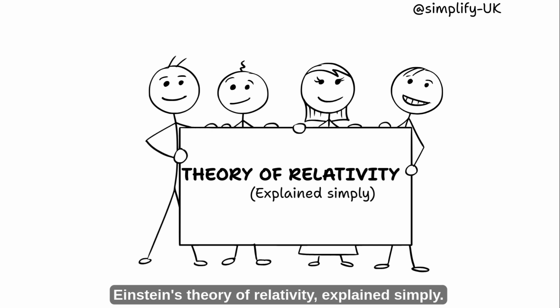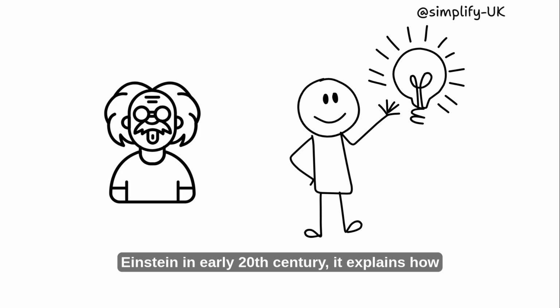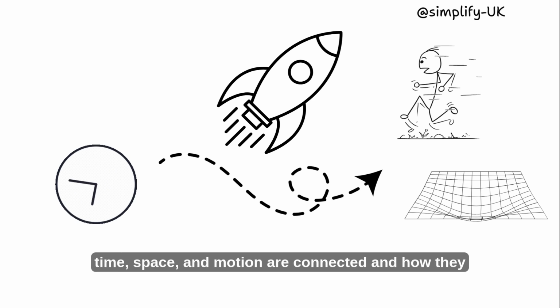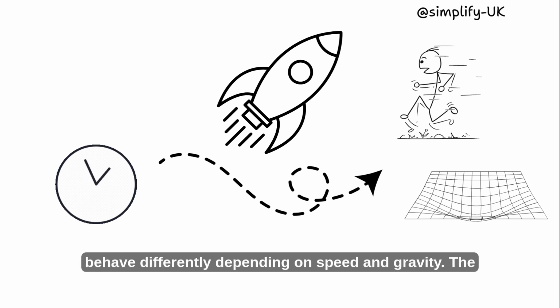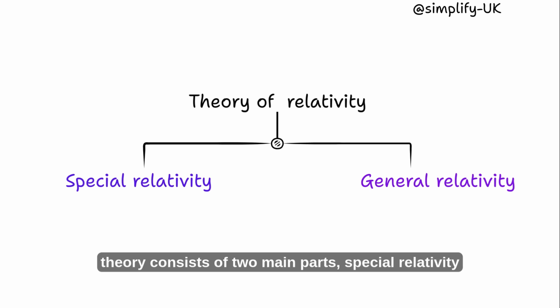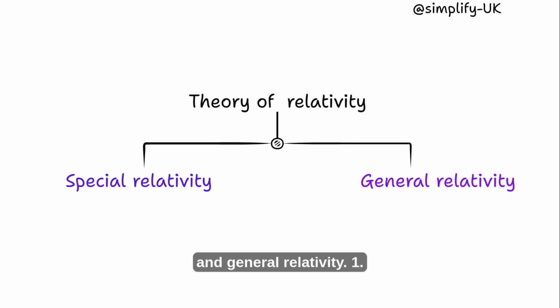Einstein's theory of relativity, explained simply. The theory of relativity was developed by Albert Einstein in the early 20th century. It explains how time, space, and motion are connected and how they behave differently depending on speed and gravity. The theory consists of two main parts: special relativity and general relativity.